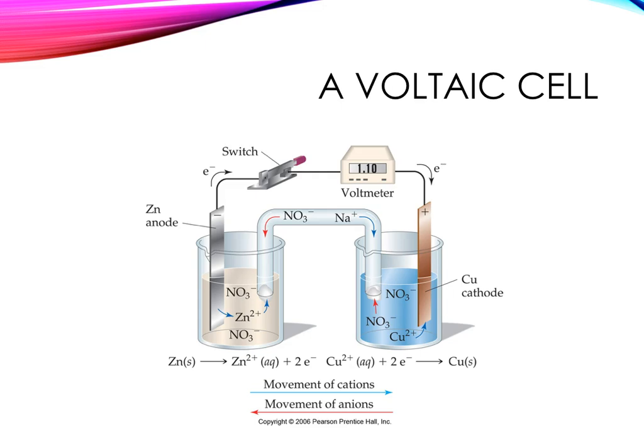Let's talk about a diagram of a voltaic cell. So we have a zinc half cell, we have a copper half cell. You'll notice they're both in solutions containing their same ion. So the zinc anode is in the zinc nitrate solution. The copper cathode is in a copper 2 nitrate solution.